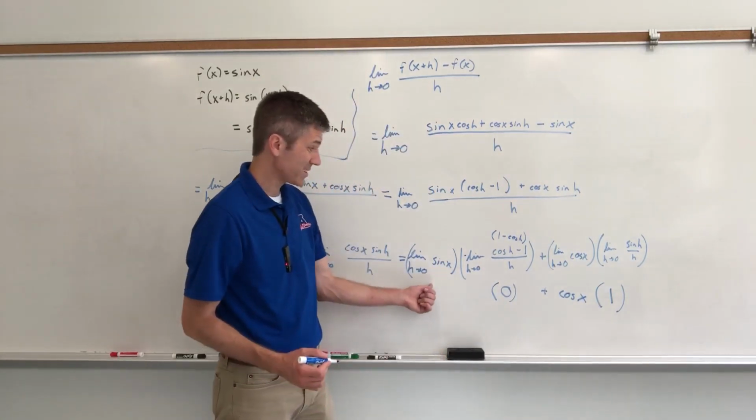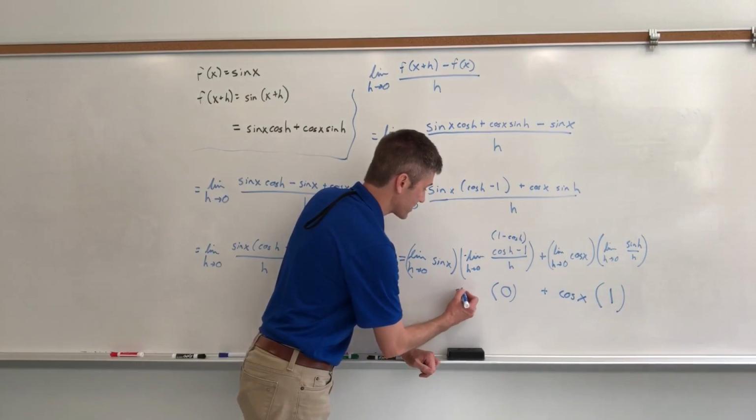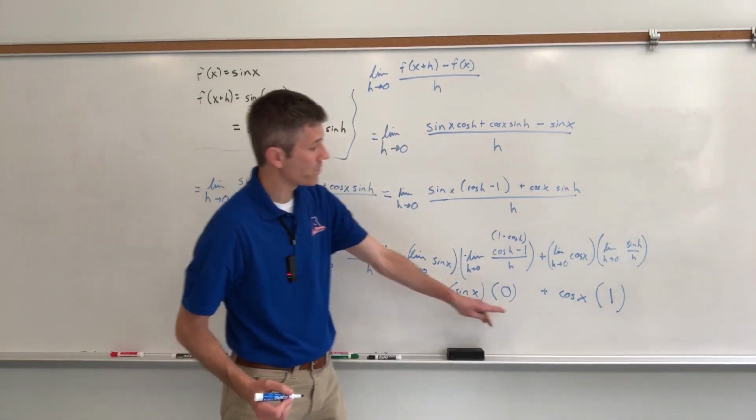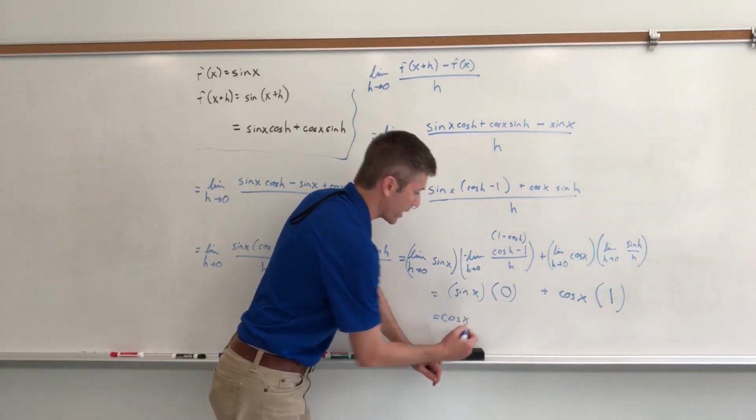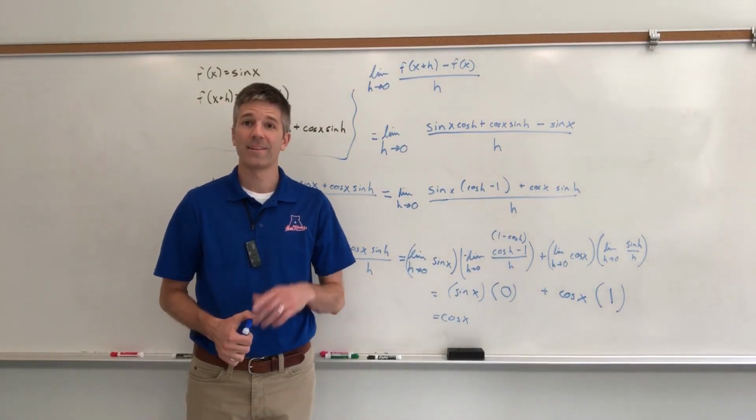So this doesn't even really matter. This would be sine x normally, but it's sine x times 0. So we have 0 plus cosine times 1, so cosine. The derivative of sine is cosine.